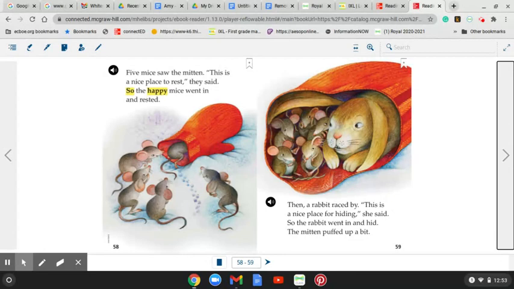Now, let's find our yellow words. Our first yellow word is so. Can you spell that? S-O. Our next yellow word is the word happy. Can you spell the word happy? H-A-P-P-Y. Happy is a word that we use in a lot of our writing. A lot of your sentences, you use the word happy.